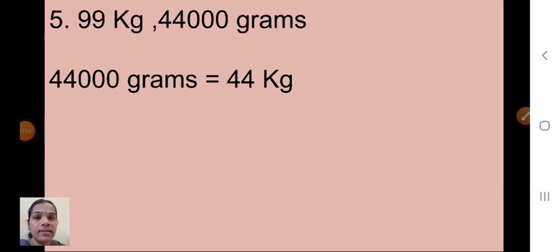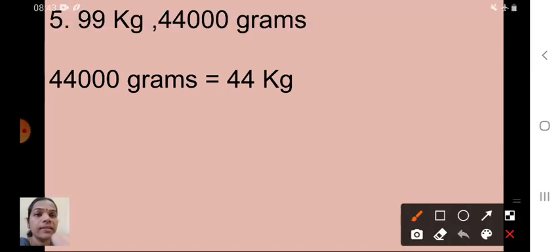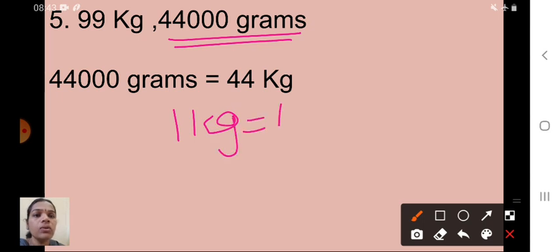So children, see here, fifth one is 99 kilogram and 44,000 grams. Here again there are different units. Okay, so first step is what? We have to convert these two different units into a same unit. So you know very well, 1 kilogram is equal to 1000 grams.